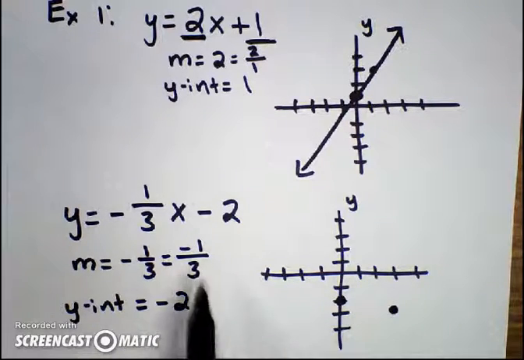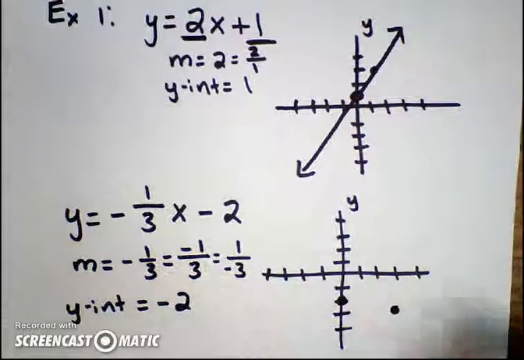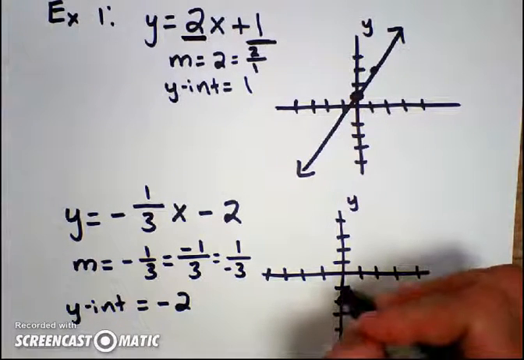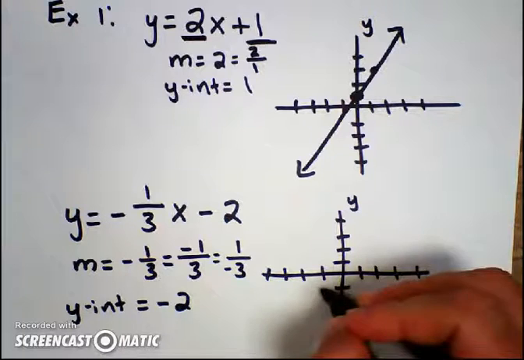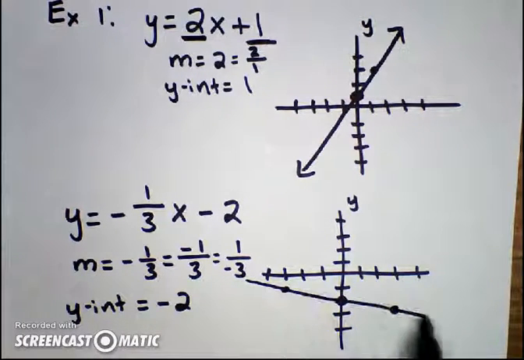Had I put the negative with the 3, I would have gotten the same thing. I would have gone up 1, but I would have gone to the left 3, which would have been over here. If you notice, it gets you the same line no matter what you do. So it really makes no difference where you put the negative. I just generally put it with my rise number, which in this case was 1.